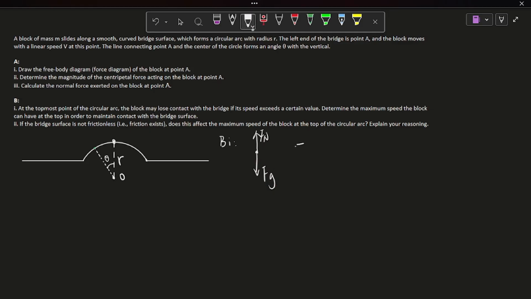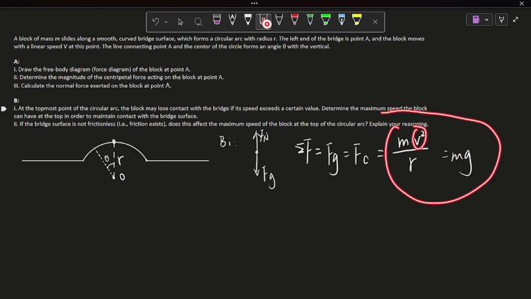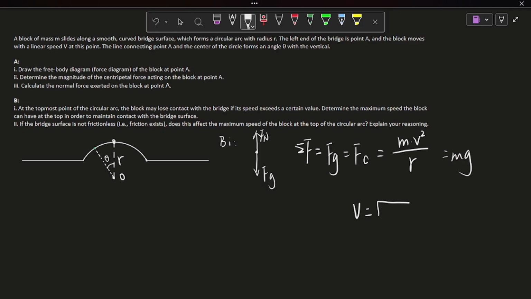So let's write it down. It's pretty easy. The sum of F is equal to Fg, only Fg, and it's equal to Fc, and it's equal to m times v squared over r. What is Fg? It's equal to mg, right? Alright, we can only look at this part and we're trying to find v, right? So we can easily get v is equal to the square root of r times g. That is your answer for the first part. Very, very easy, right?